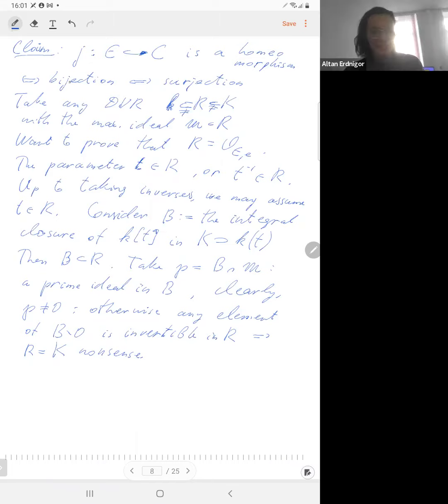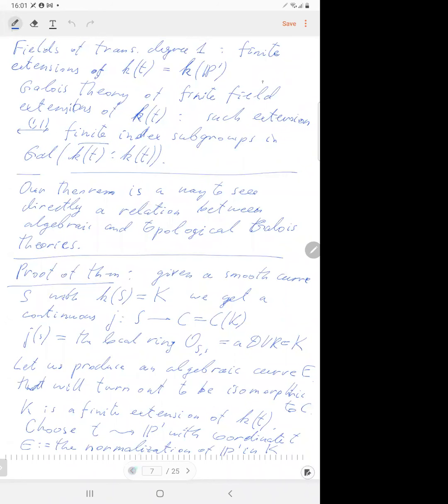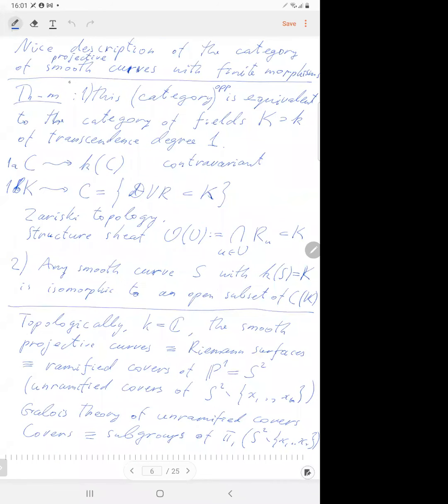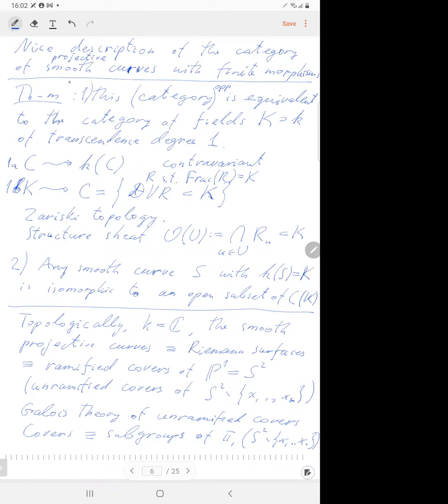Yeah, that's a good point. Maybe I should have said it from the very beginning. Where did I start? DVR. Yeah. DVR R here, such that the fraction field of R is capital K. Yeah, sorry. I should have said it from the very beginning. We only consider such DVRs. Okay, thank you then. Yeah, I'm sorry, it was a stupid omission on my part.